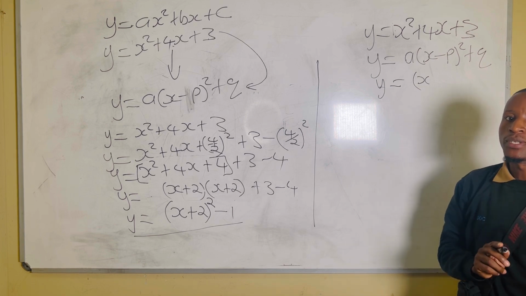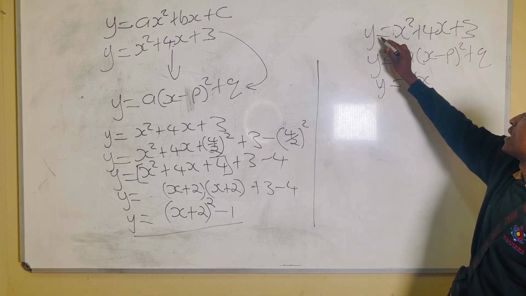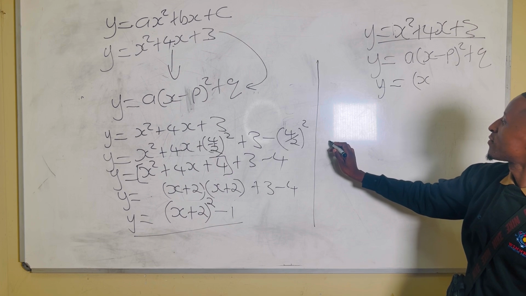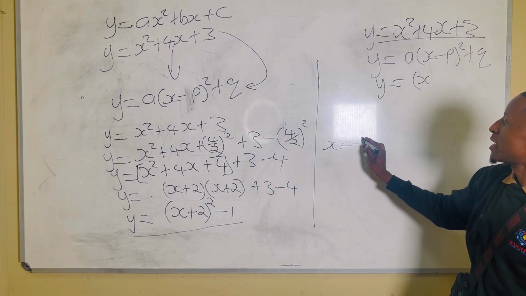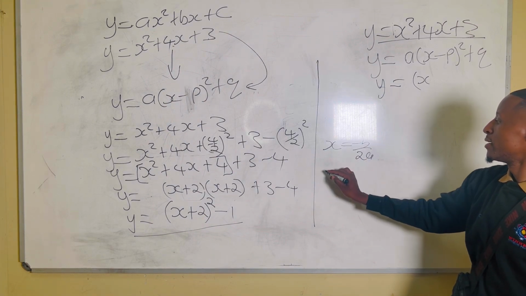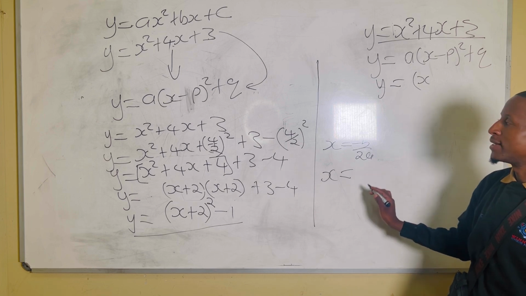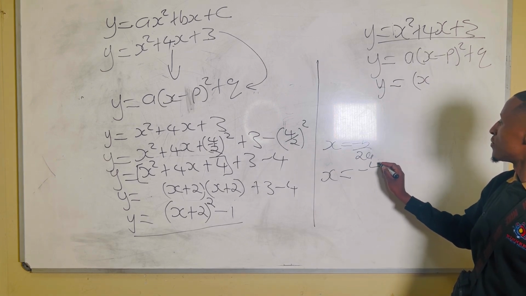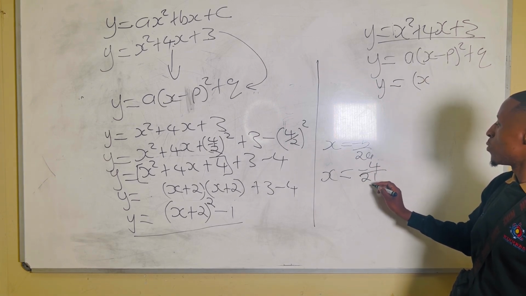P and q represent the turning point. To find the turning point of this graph or this equation, it's given by negative b all over 2a. Then substitute the values of b and a. The value of b is 4. The value of a is 1.